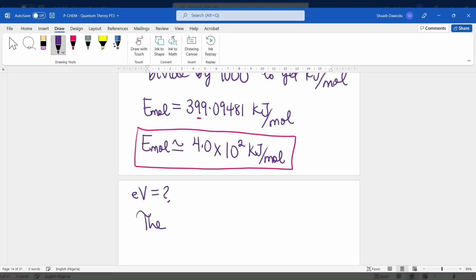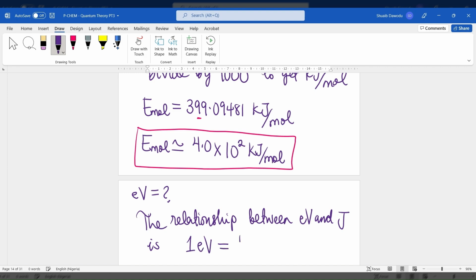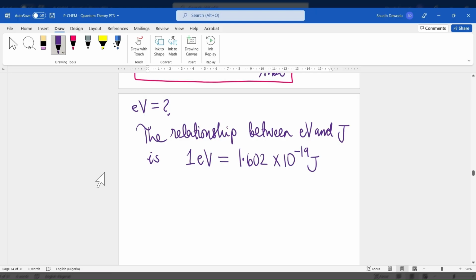Now, the relationship between electron volts and joules, not volts, sorry, electron volts and joules with a J, is that 1 electron volt is equal to 1.602 times 10 to the power of negative 19 joules. So that is what this is. Now we know that this is standard information, just like you know that 100 centimeters give you a meter, or 1,000 decimeters give you a meter. So that's what this is.